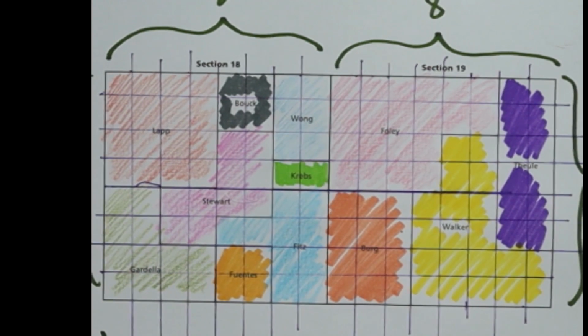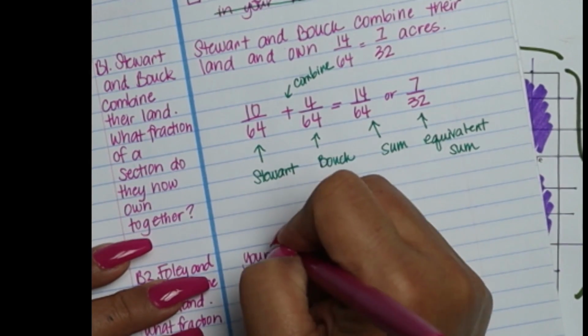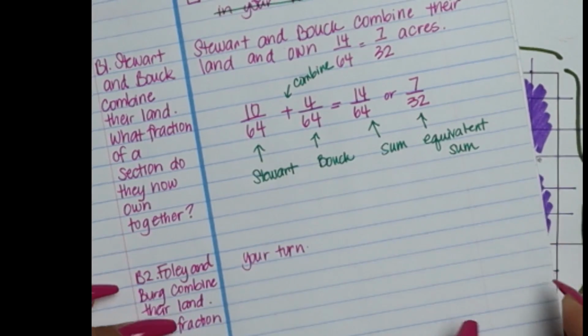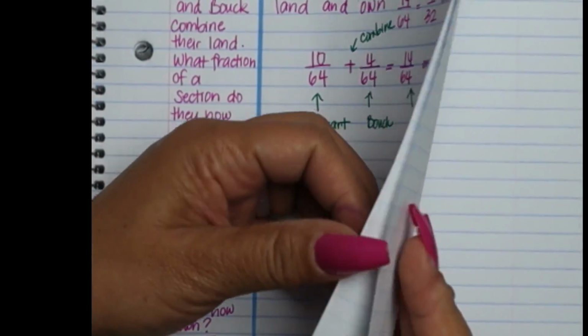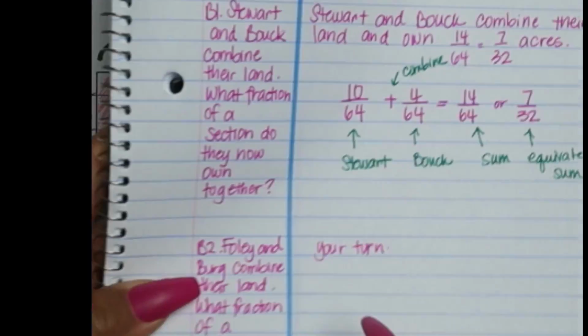So it's your turn to do B1. So you're going to do this one. So you're going to do that one because I didn't do this one with you. So you do this one on your own.